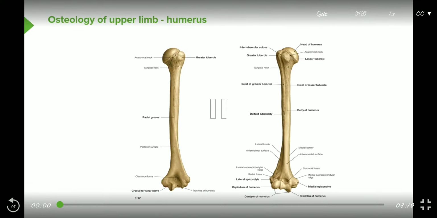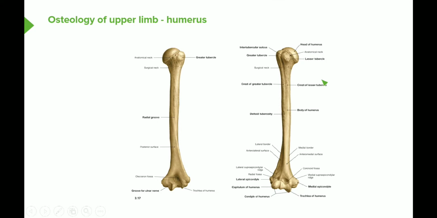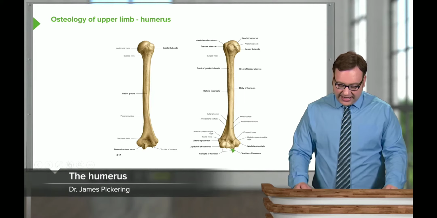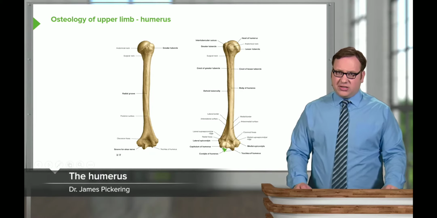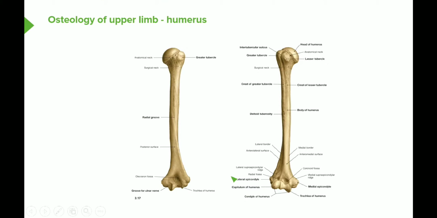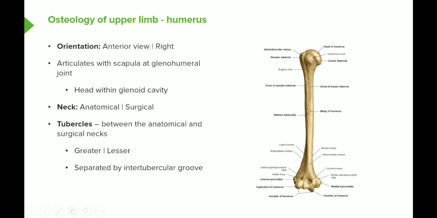To the humerus, this long bone that sits within the arm of the upper limb. It attaches proximally via the head of the humerus to the scapula and articulates distally at the elbow joints with the ulna and the radius. So here we can see both an anterior and a posterior view on the slide. Let's look at this in more detail.